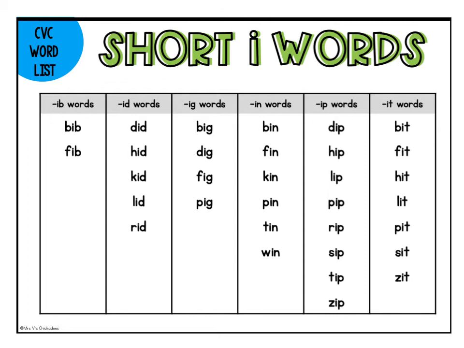Great. Now let's have in words. We have bin, fin, kin, pin, tin, win. Your turn. Great. Now let's have the second to the last. We have ip words. We have dip, hip, lip, pip, rip, sip, tip, zip. Your turn. Very good. Now let's have the last word list. We have it words. We have bit, fit, hit, lit, pit, sit, and zit. Your turn.